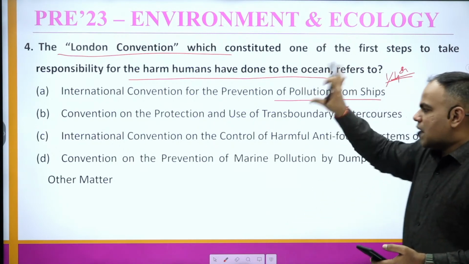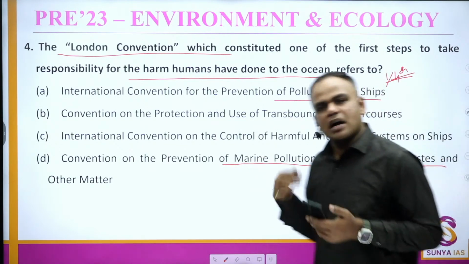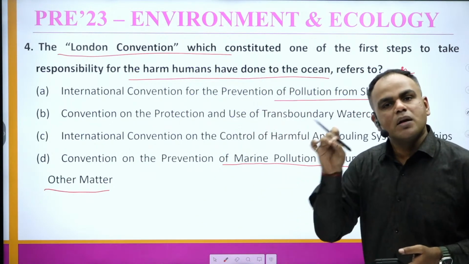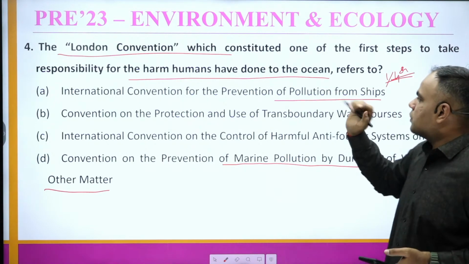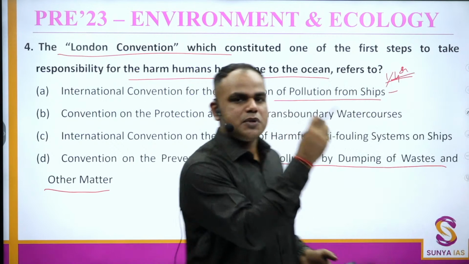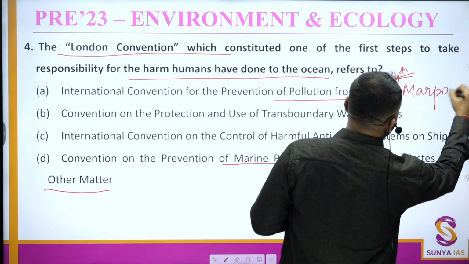See, London Convention, the answer is prevention of marine pollution by dumping of wastes and other matter. This is London Convention. But this question also tells you about one more convention. Statement number A, Convention for Prevention of Pollution from Ships. So you can just write down in your notes or perhaps in your PDF, etc. This is the MARPOL Convention.